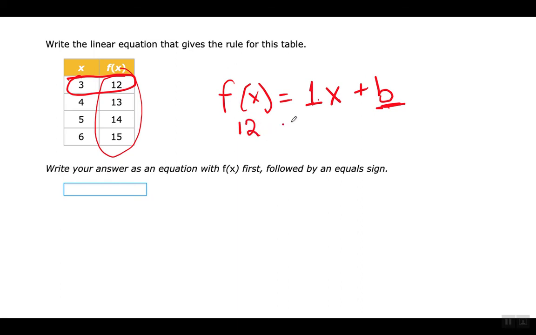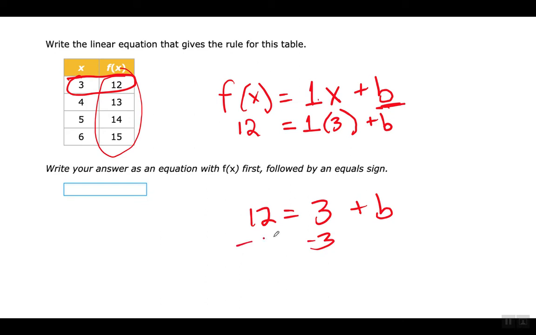So I'm going to put the 12 for f of x and the 3 for x. So 12 equals 3 plus b. Now subtract 3 from both sides, and you get 9. b equals 9. The y-intercept is 9. So my answer is going to be f of x equals x plus 9. The slope is positive 1, so you leave it invisible. You don't write it.